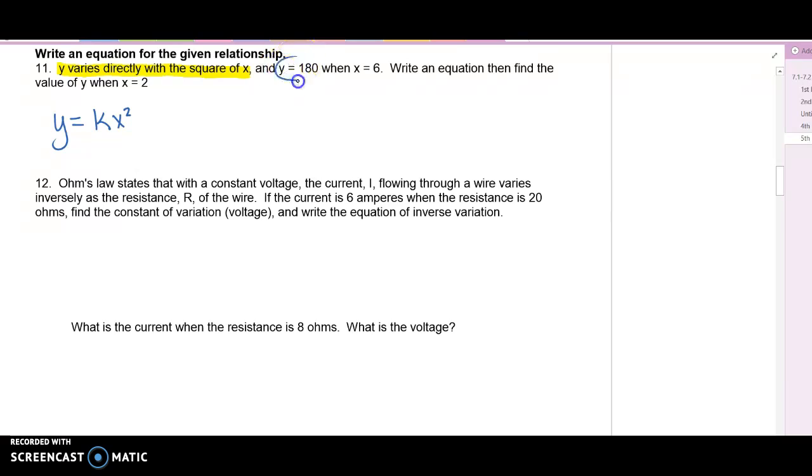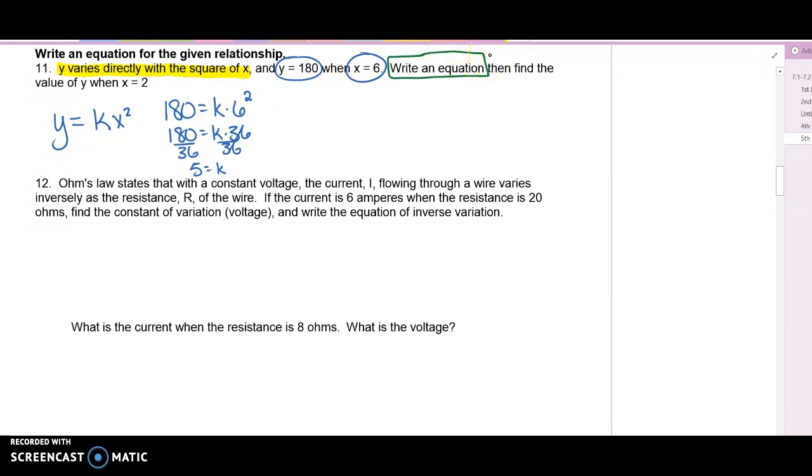Y equals 180 when x equals 6. So put 180 in place of y and 6 in place of x. Divide both sides by 36 to figure out that k equals 5. Now this particular problem doesn't specifically ask us for the constant of variation, but you cannot write an equation if you don't have that constant of variation.